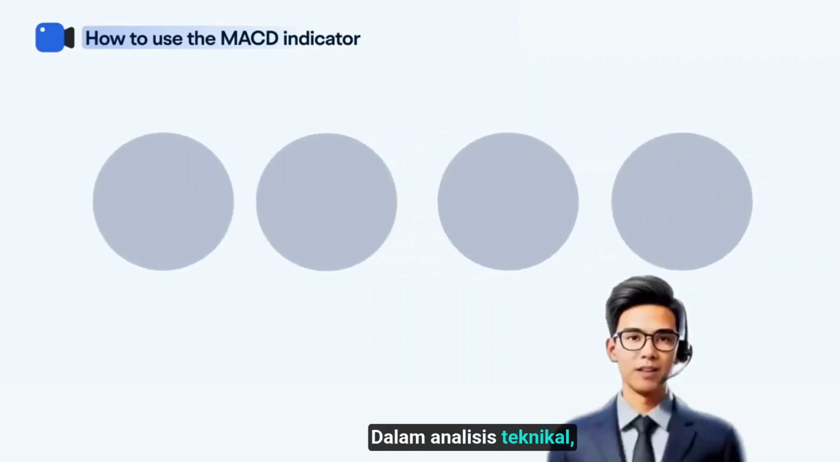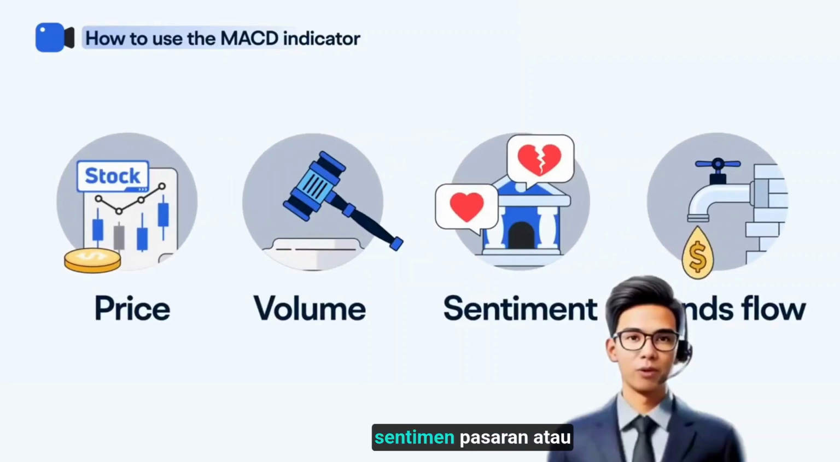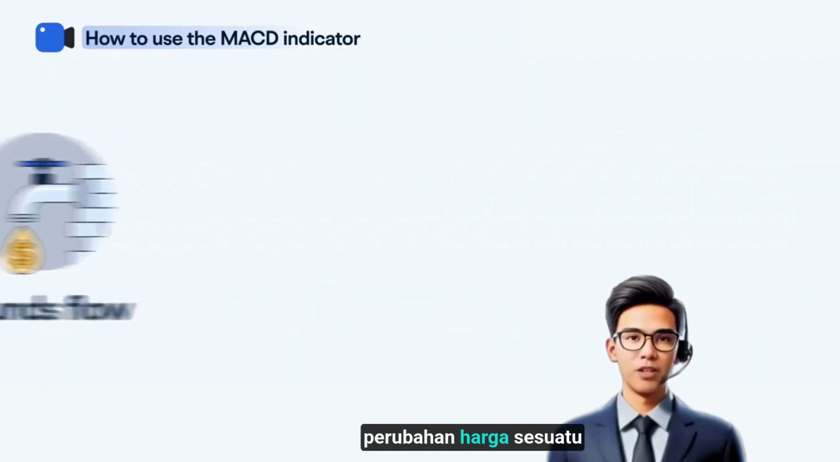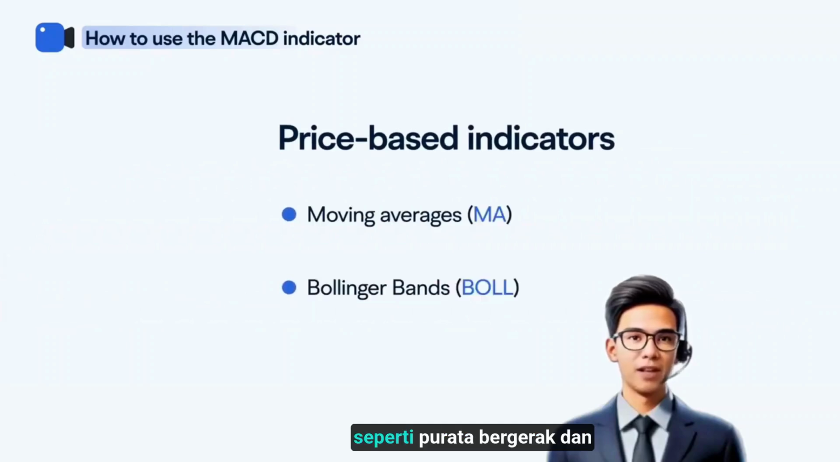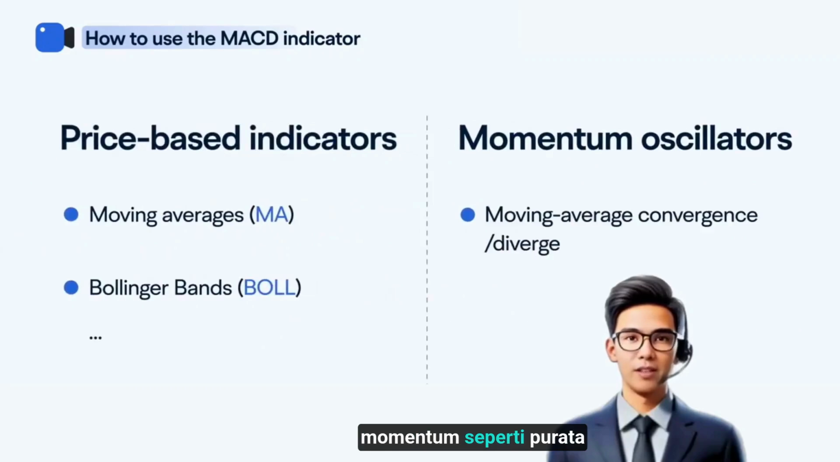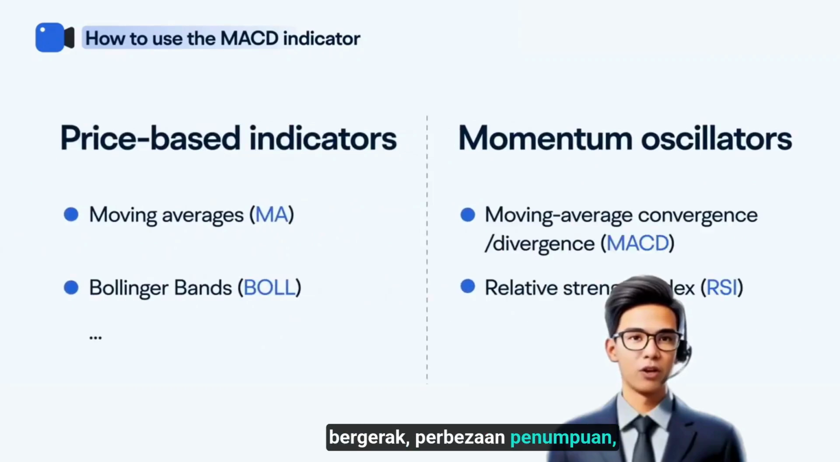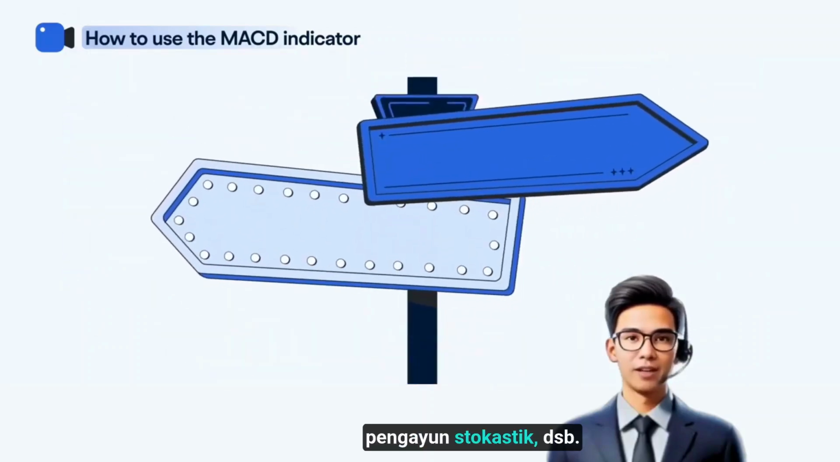In technical analysis, a technical indicator could be any measure based on price, trading volume, market sentiment, or fund flow. They can be used to identify market trends, overbought or oversold situations, and forecast price changes of a security. Technical indicators include price-based indicators like moving averages and Bollinger Bands, and momentum oscillators such as moving average convergence divergence, relative strength index, stochastic oscillator, etc.